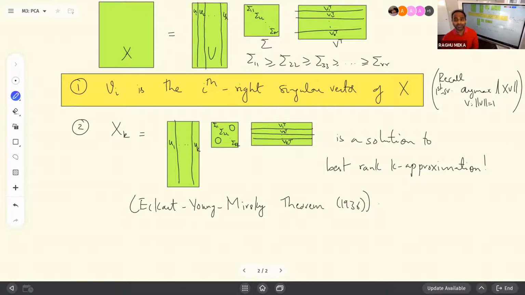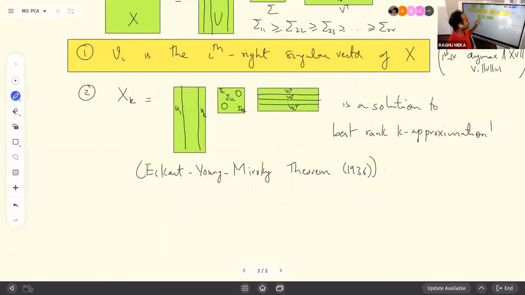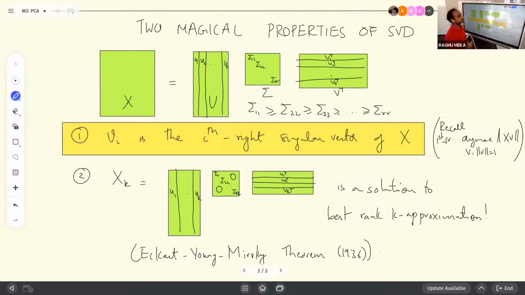So if I can compute the singular value decomposition, or the SVD, I solve both problems in one go: the best fit subspace and the best low rank approximation. Because I can get the best fit subspace by looking at the span of the columns of V, and then looking at the k entries gives me the best rank k solution. So these are the two magical properties of SVD which make it so useful in numerical analysis.